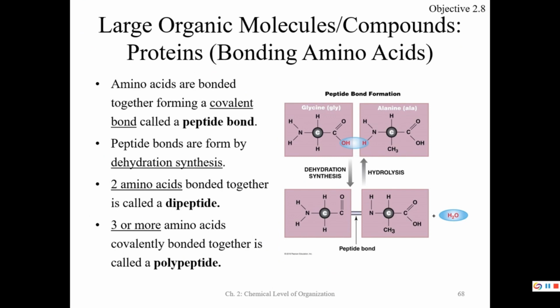Okay. Now, amino acids get bonded together. When they get bonded together, they form what is called a peptide bond. That is the special name for the covalent bond that happens between the carboxyl group and the amino group. It forms a covalent bond through dehydration synthesis, forming a dipeptide. If it's two amino acids, we form a dipeptide. If it's more, we call that a polypeptide. Okay.